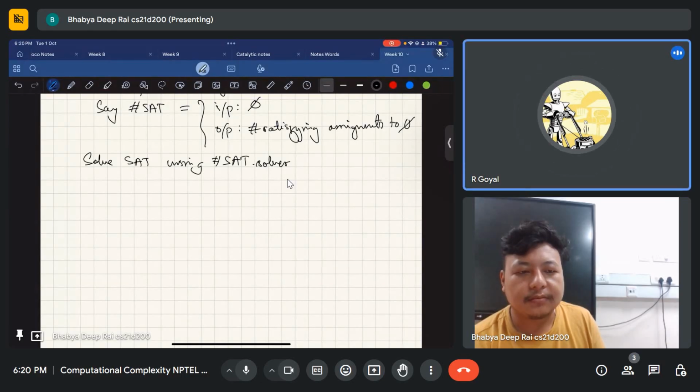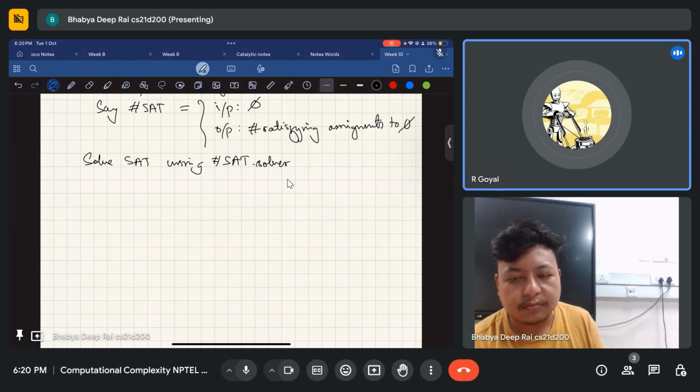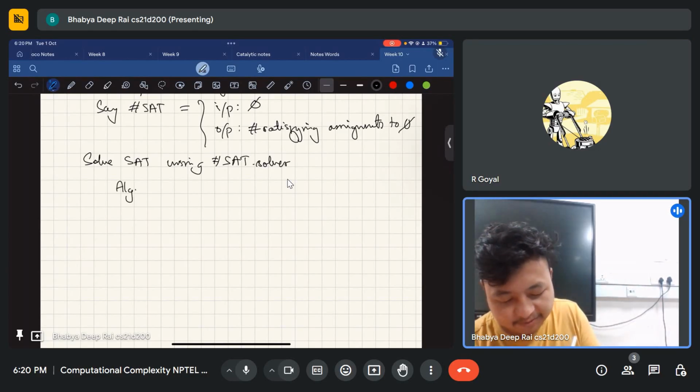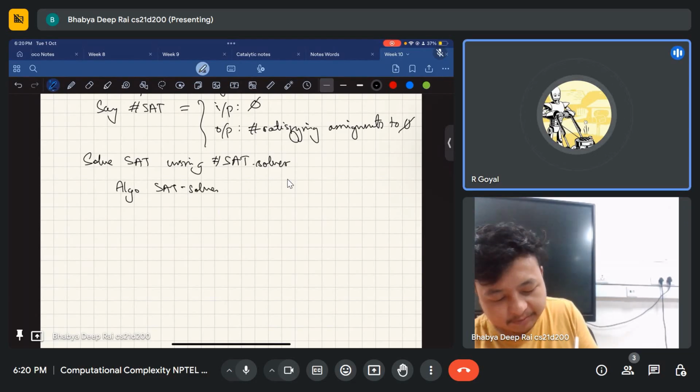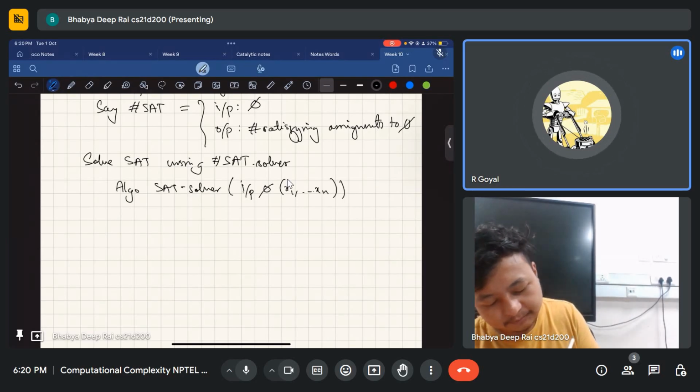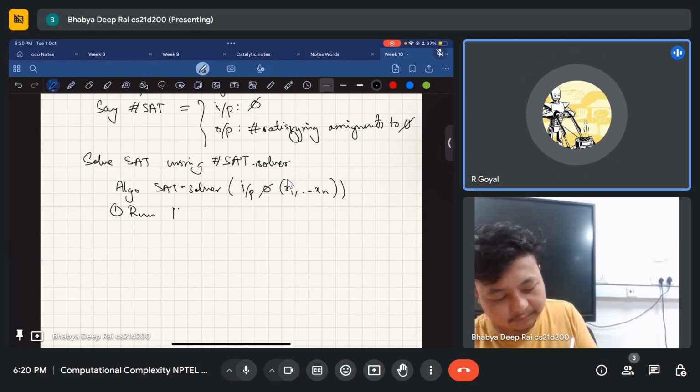So clearly, in order to solve #SAT, I should know at least one solution. And when I know at least one solution, the SAT problem is automatically solved. Exactly. So what is my algorithm to solve SAT given the #SAT solver? I will run the algorithm for the #SAT solver once, only once.